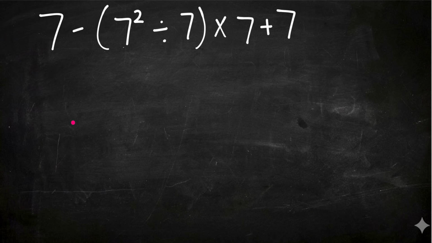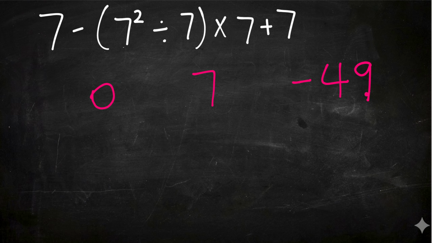Let's look at this problem together. 7 minus 7 squared divided by 7 times 7 plus 7. If you post this online, you get three different answers: 0, 7, and negative 49. And if you got one of these, don't worry. You're definitely not alone. Lots of people around you.